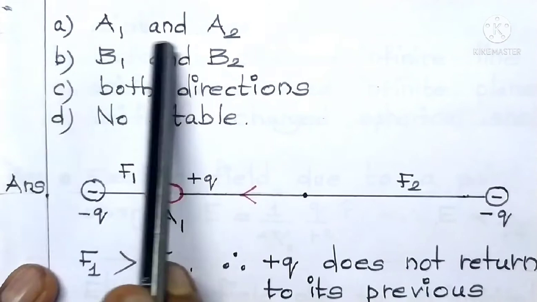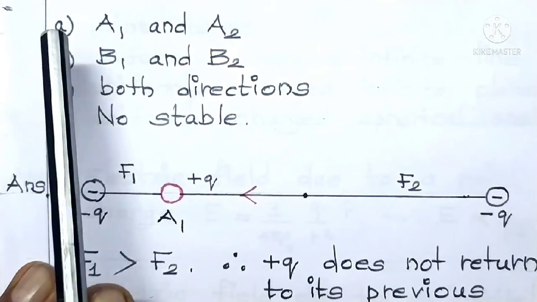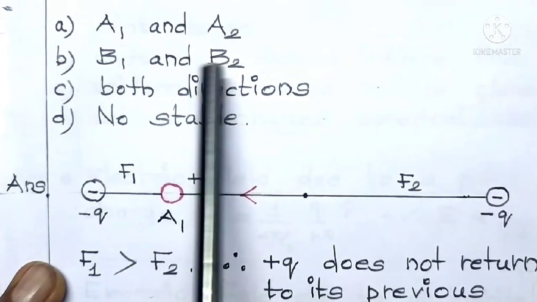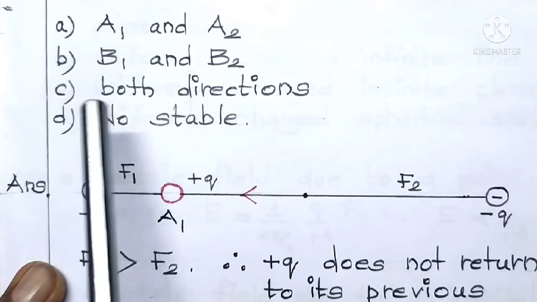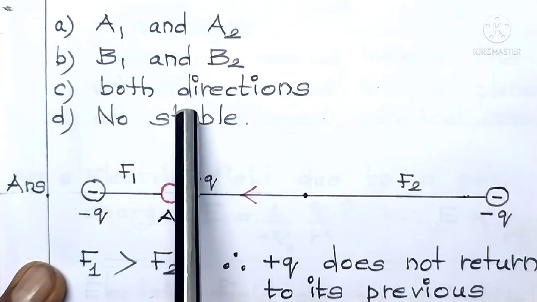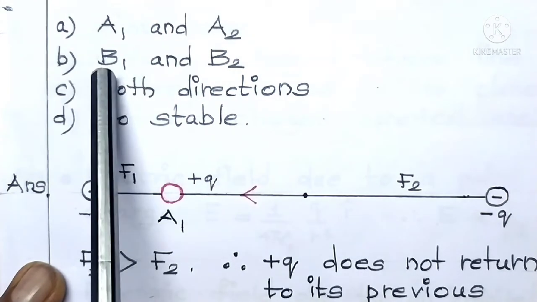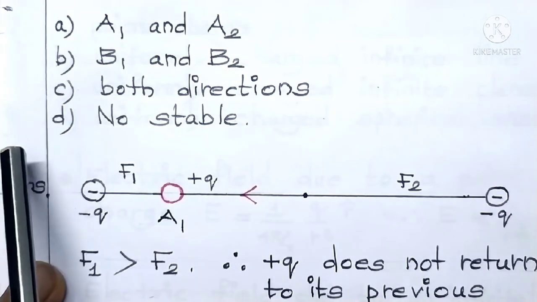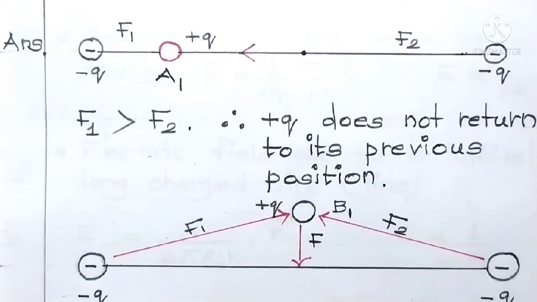Here, four options are given. Option A, A1 and A2. That means in the direction of A1 and A2. Option B, B1 and B2. It means in the direction of B1 and B2, in the vertical direction. Option C, both directions. It means it can be stable when it is moved either in the direction of A1 and A2 in the horizontal way or in the direction of B1 and B2 in the vertical way. Option D, no stable. No, it won't be stable at all. These are the four options. Let us solve it and find out the answer.